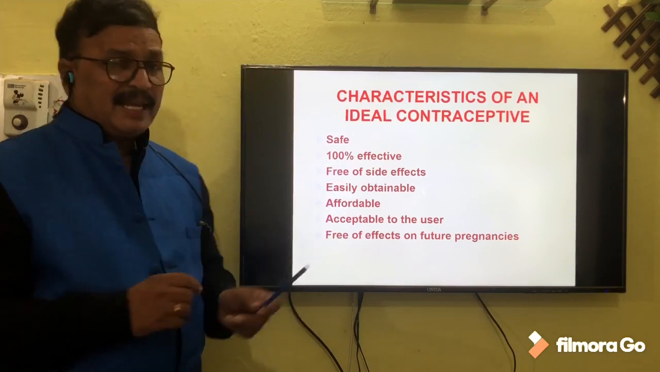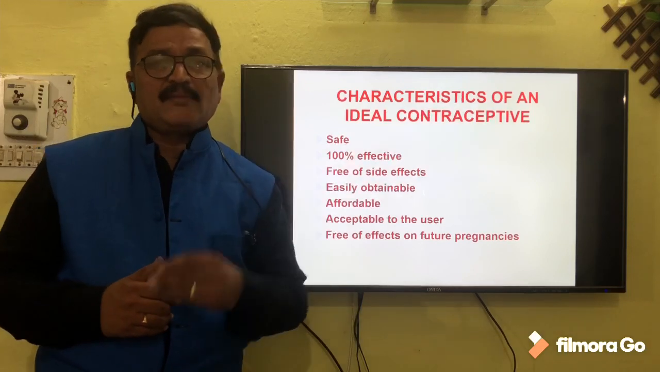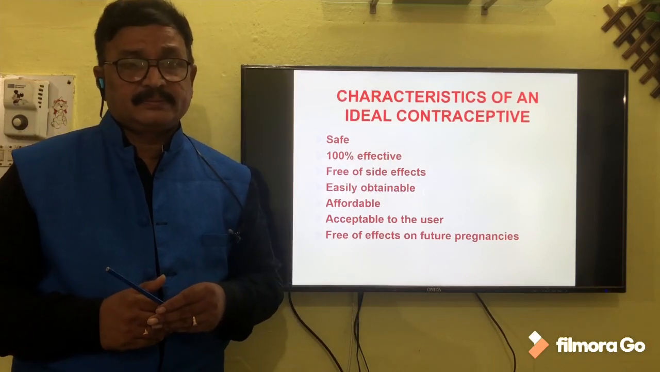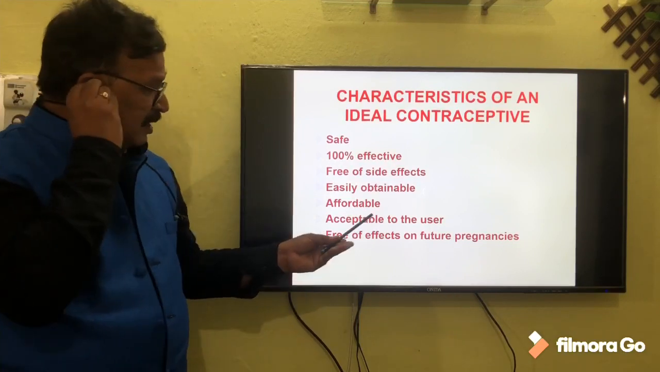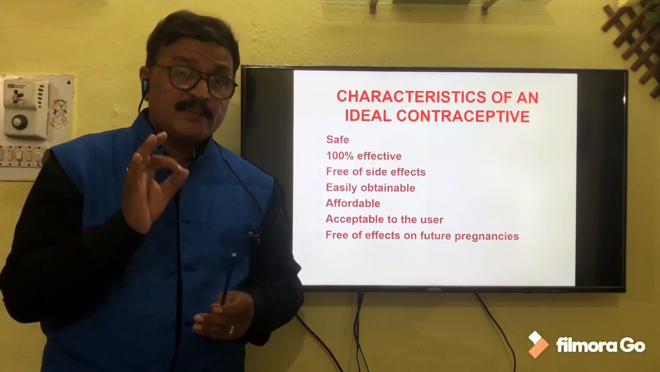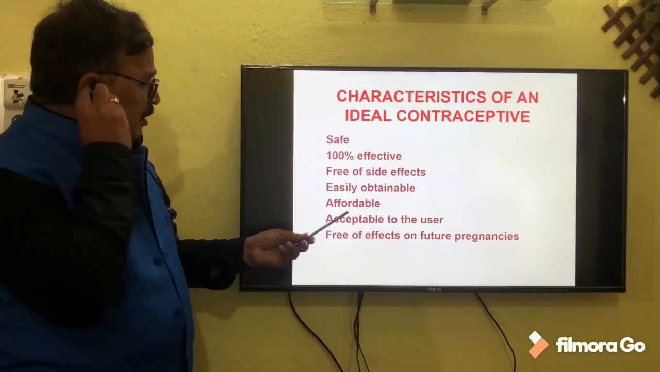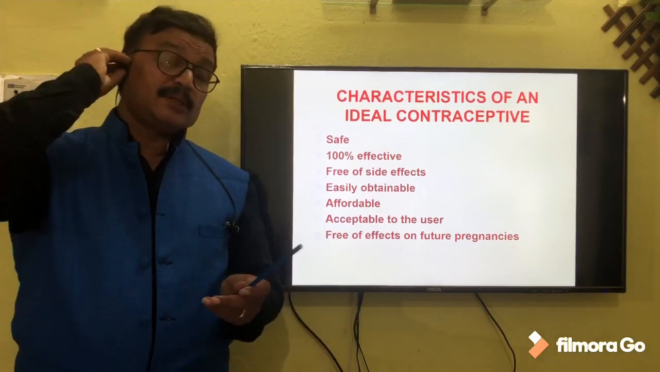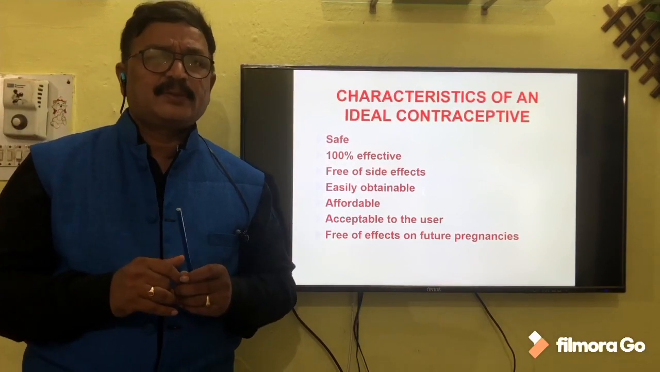And it should be easily available. Even in their villages, it should be available. For that, they need not go to metropolitan cities. Then it should be affordable. The rate must be affordable. And it should be acceptable to the user. It should not give any side effects or discomfort to the user.